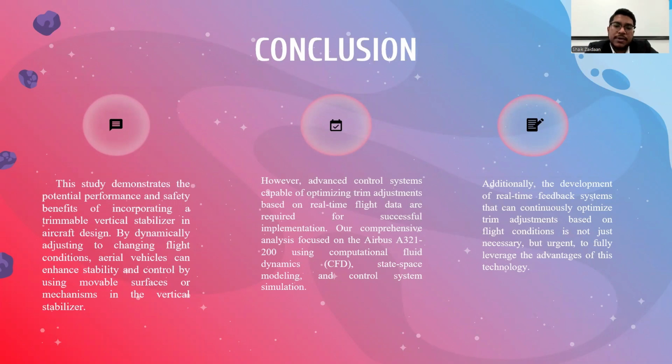Further studies are recommended to investigate the trimmable vertical stabilizer in more complex flight conditions, such as during asymmetric thrust scenarios and high altitude flights, to understand the broader operational benefits better. Additionally, the development of a real-time feedback system that can continuously optimize trim adjustment based on the flight condition is not just necessary but urgent to leverage the advantages of this technology.